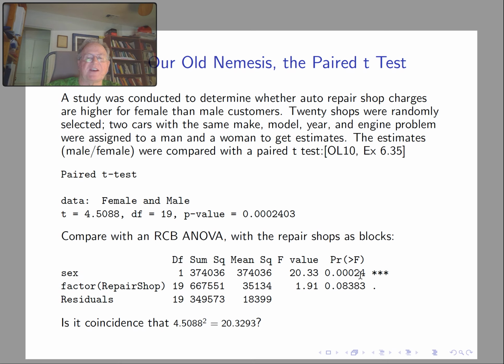And look at this p-value, 2.4 times 10 to the minus fourth, the exact same p-value we got from the paired t-test. Now, is it a coincidence that the t-statistic, when it's squared, gives me the f-value? Well, not exactly, but I'll leave that for your course in probability and statistics.